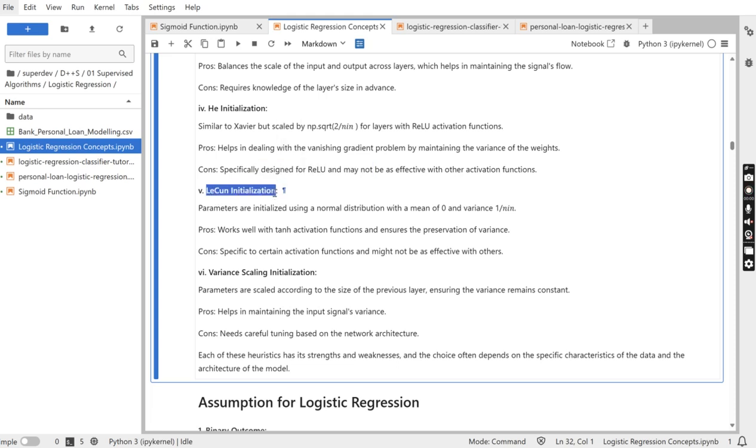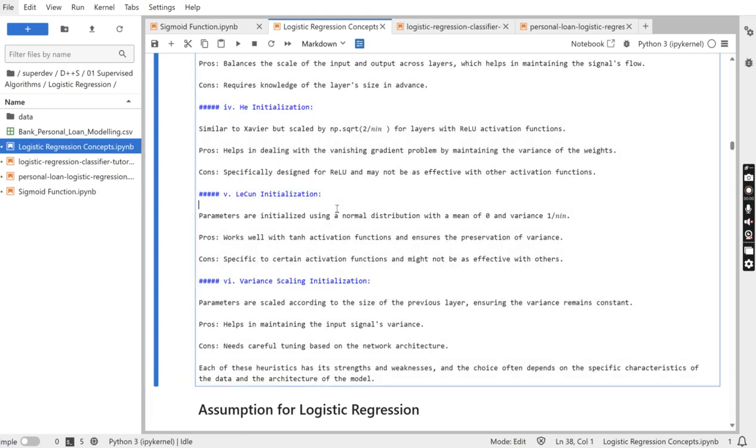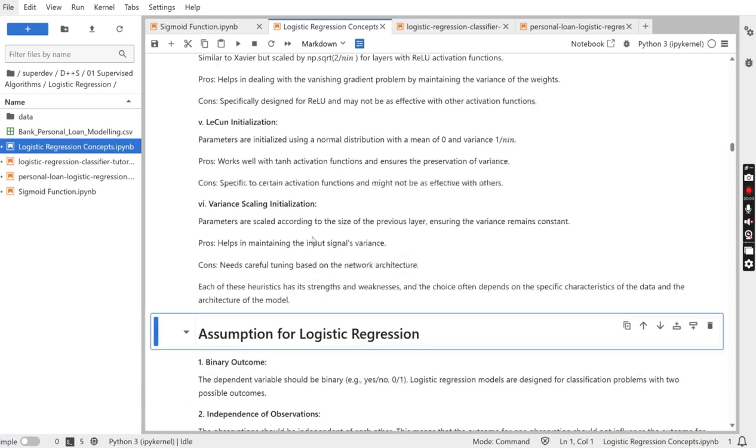Another one is LeCun initialization, named after the data scientist himself. So parameters are initialized using normal distribution. Here instead of 2 divided by number of inputs, we take 1 divided by number of inputs. It works very well for tanh activation functions, and preserves the variance, and has the same disadvantage as He initialization, it works only for tanh.